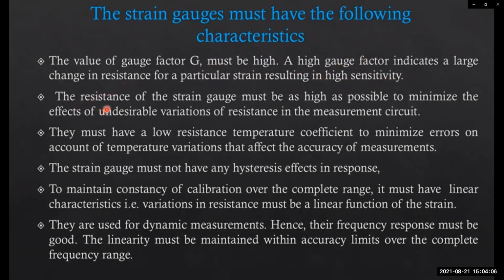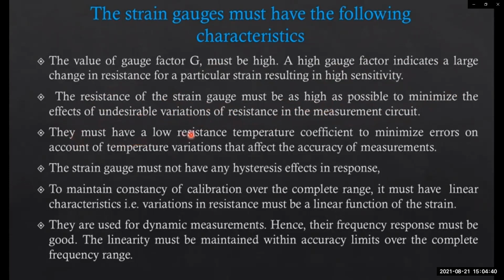Next one, the resistance of the strain gauge must be as high as possible to minimize the effect of undesirable variation of resistance in the measurement circuit. So the resistance of the wire should be high to minimize the undesirable variation. Whenever we are measuring some stress with the help of our resistance wire strain gauge, the resistance of that wire should be very high and it should not vary with respect to different environmental conditions.